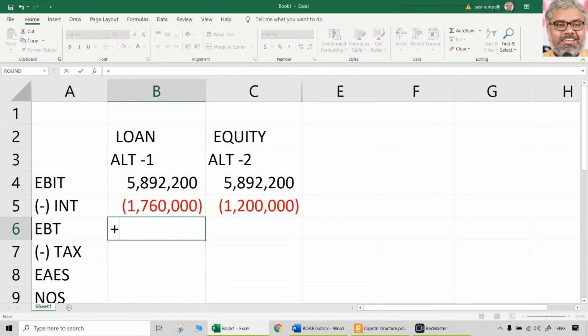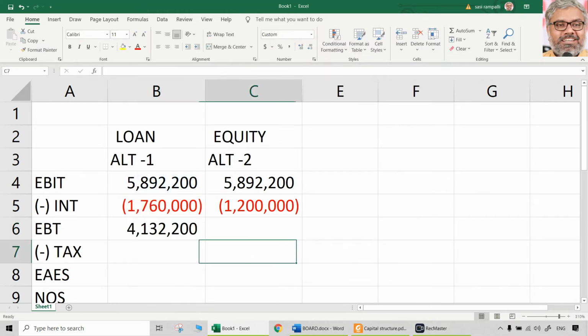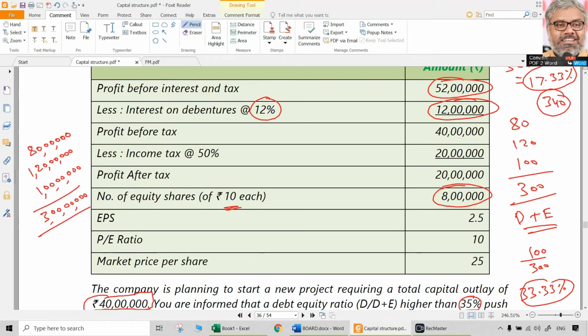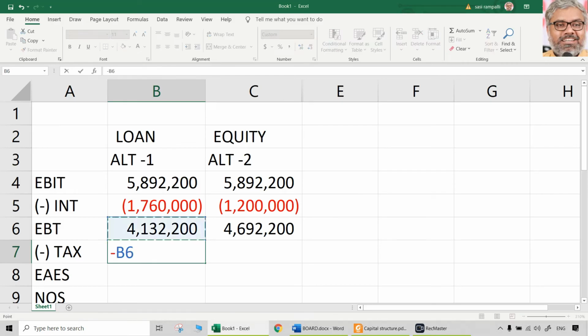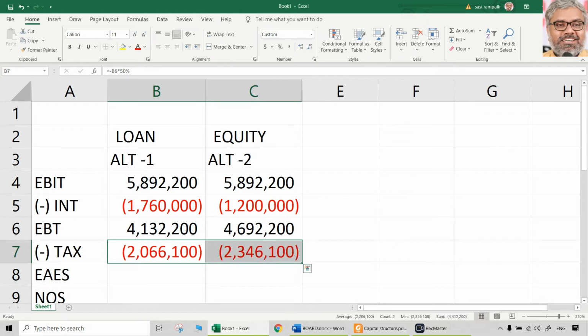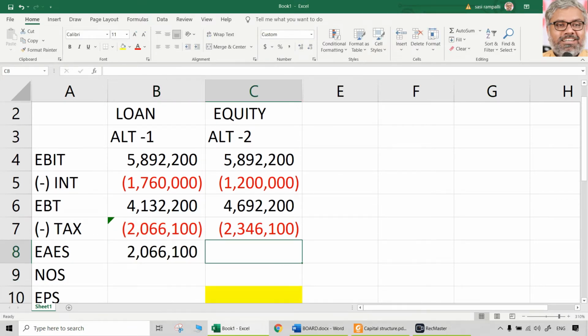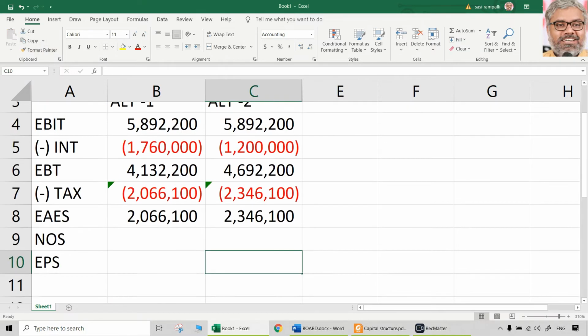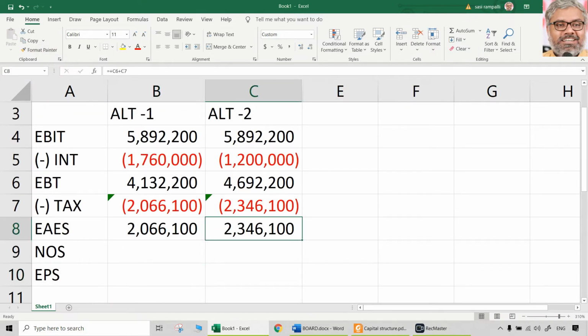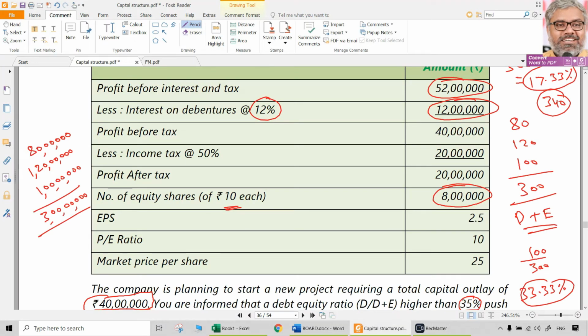Now what will be the earnings before tax? Naturally, EBIT minus interest. Then what is the tax rate as given in the question? 50%. So 50% of EBT will be the tax. Then what will be the earnings available to equity shareholders, which is profit after tax in this case, since there are no preference dividends. So obviously same profit after tax will be earnings available to equity shareholders.